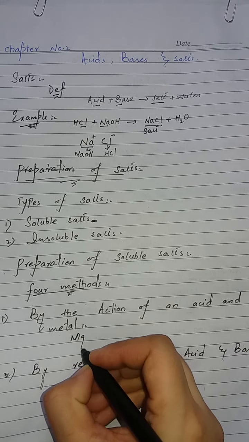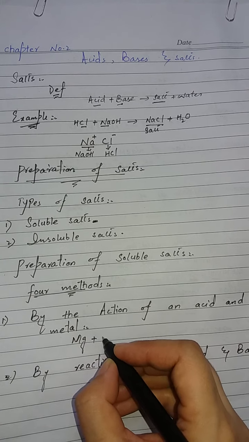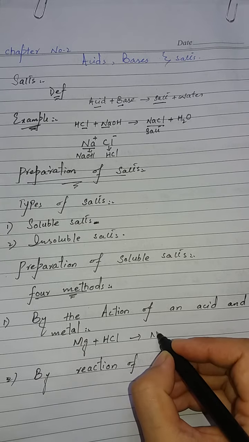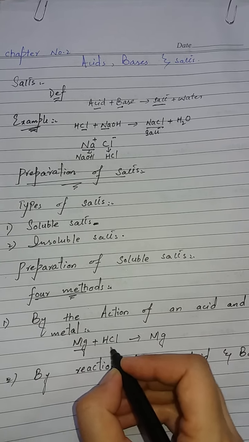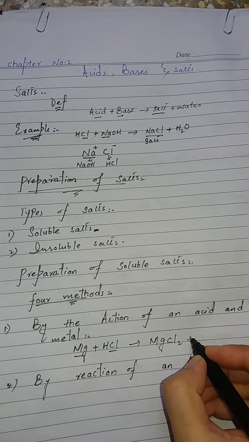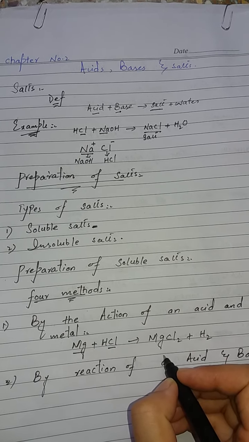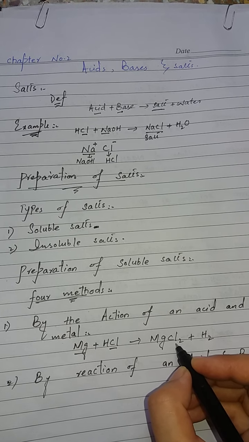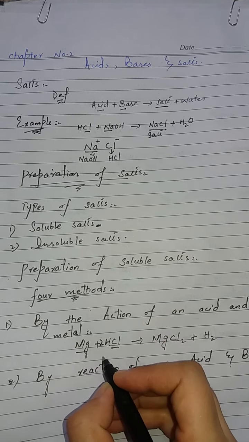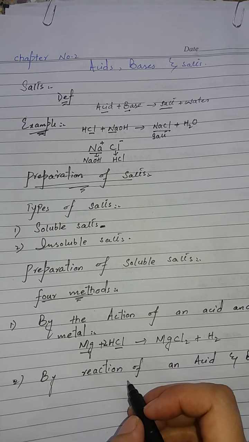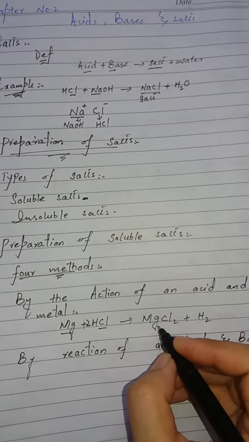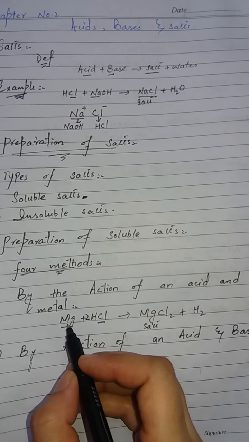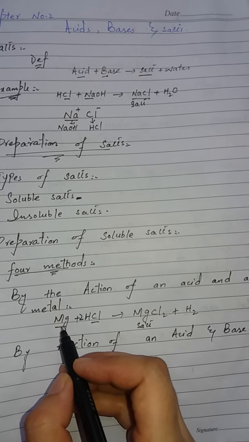when any metal such as magnesium reacts with an acid such as HCl, it forms MgCl2 and hydrogen gas is produced. Here, to balance this MgCl2, we write here 2. MgCl2 is salt which is formed by the action of acid on metal, which is magnesium here.